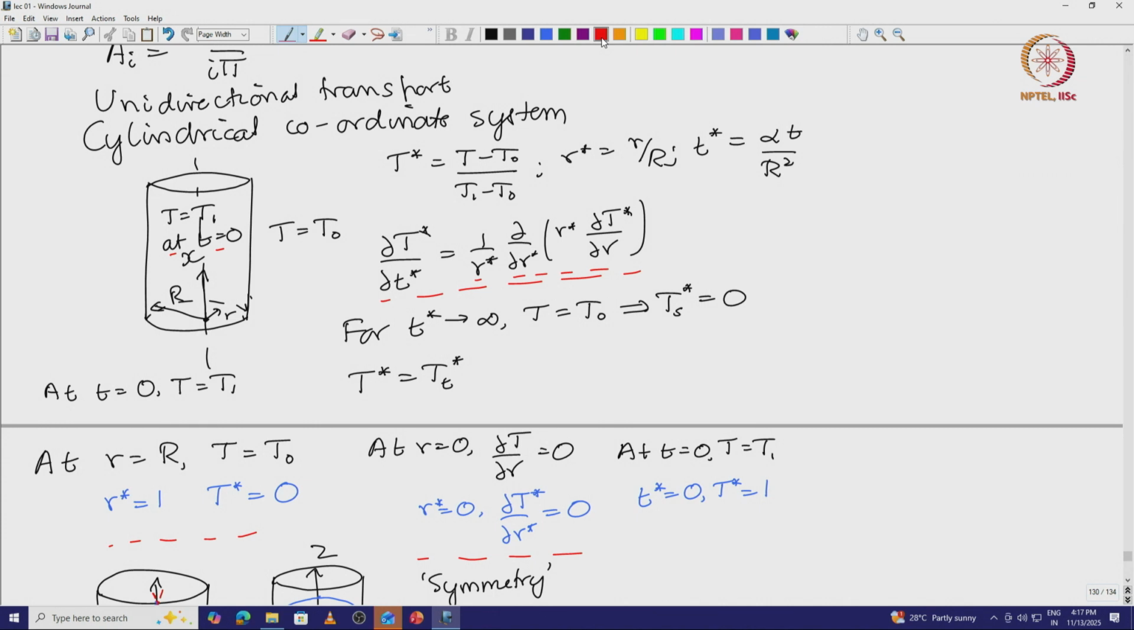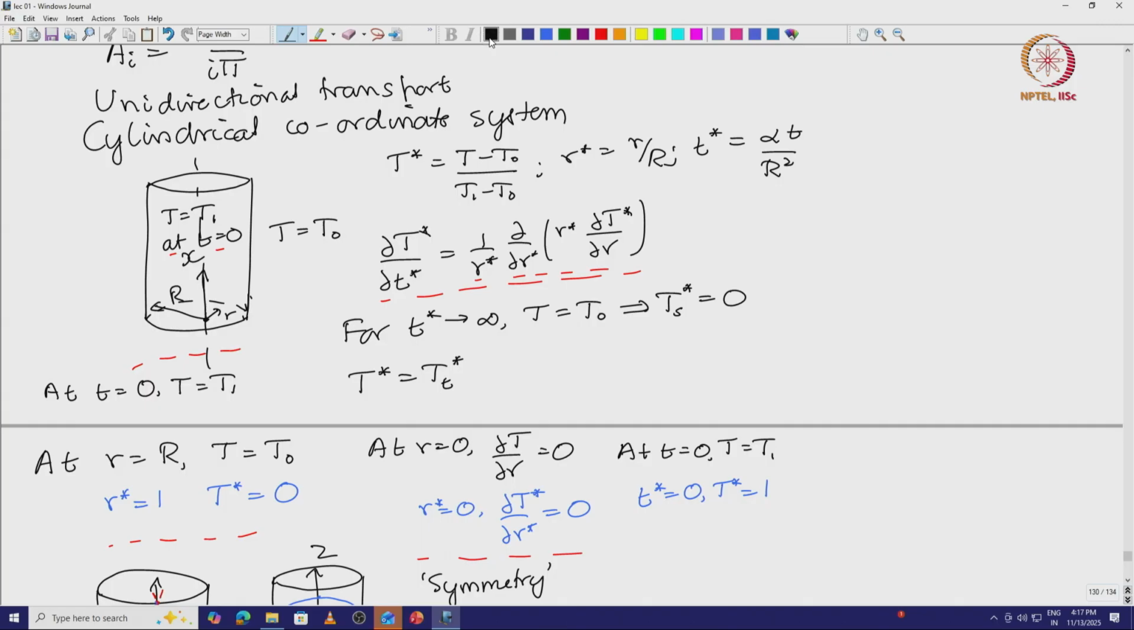You have a cylinder of radius capital R, initially at temperature T1, and at time t equal to 0, it is instantaneously immersed into a medium with temperature T0, and we would like to know how the temperature decreases as a function of time.